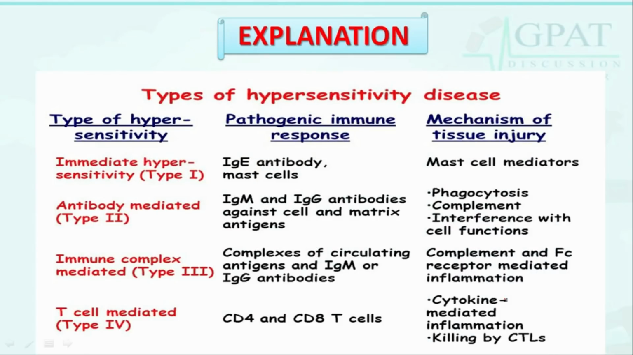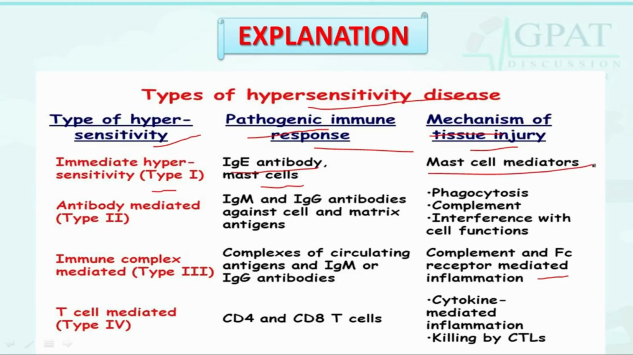Here we have a table of types of hypersensitivity disease. The first column is types of hypersensitivity and their pathogenic immune response, and what are the mechanisms of tissue injury. So coming to the first one, that is type 1, immediate hypersensitivity. What is their pathogenic immune response? That is IgE antibody and mast cells. And what is the mechanism? That is mast cell mediators.